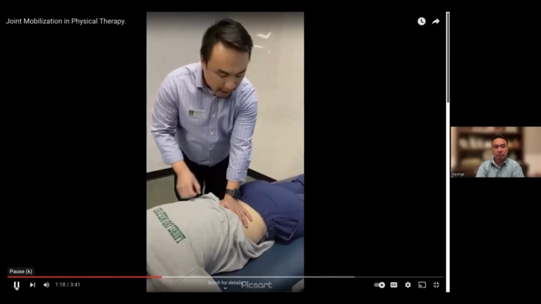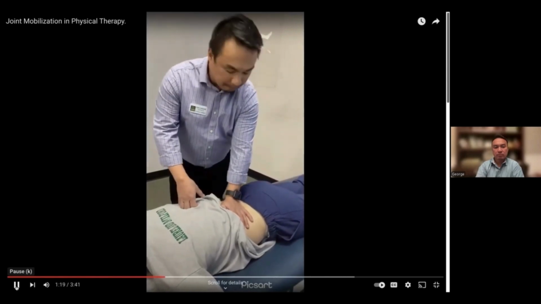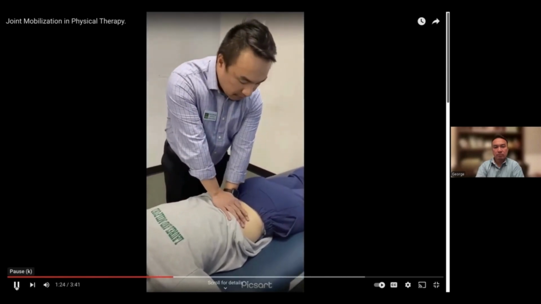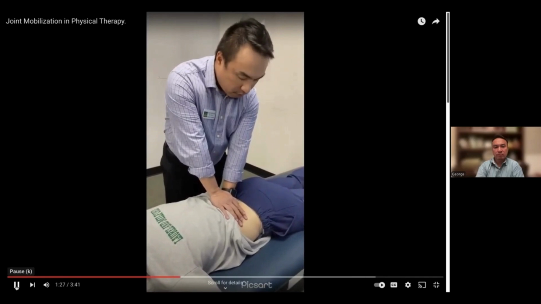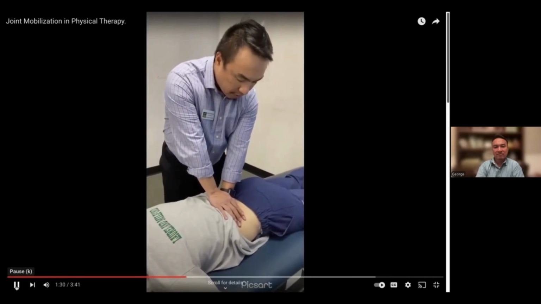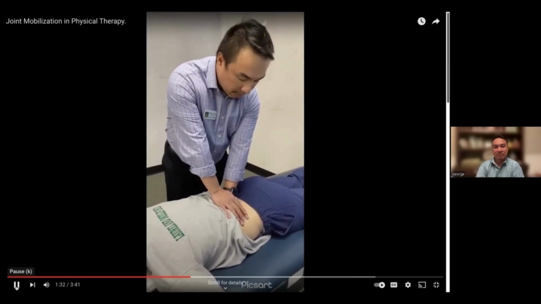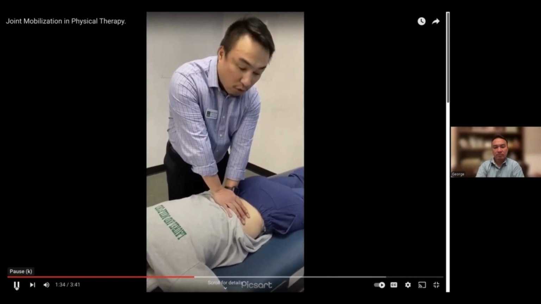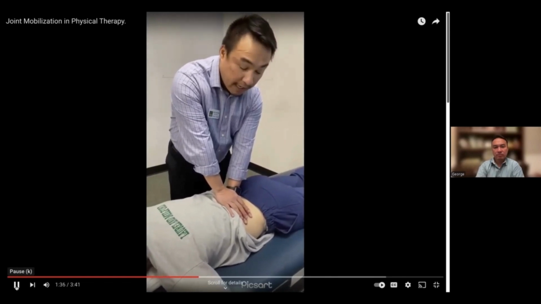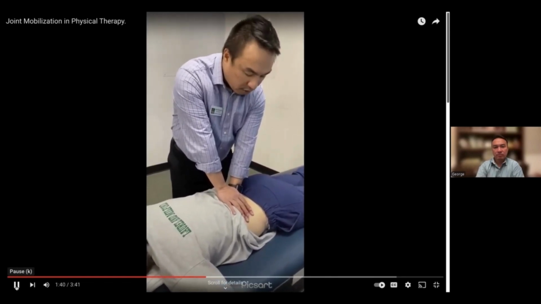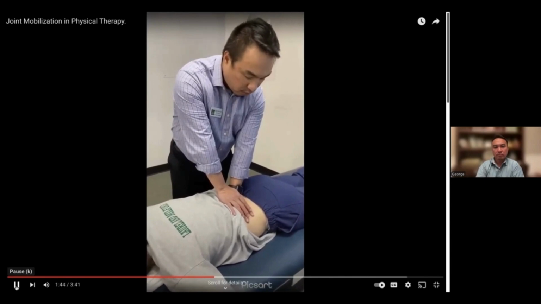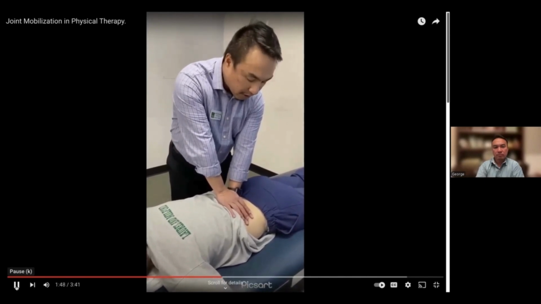I would say I'm on L4, and I would just do grade 1s. So grade 1s would be small amplitude oscillations. Grade 1 is before any tissue resistance, so it's very light. The only difference between grade 1s and 2s, they're both before tissue resistance, is that grade 2 will be large amplitude. It's a little deeper, still before tissue resistance.